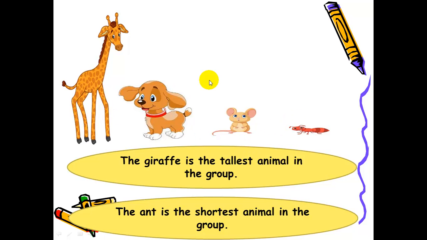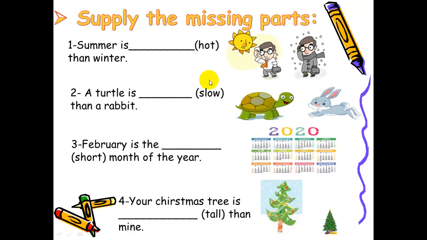Because I have more than two. Okay, let's practice together. Here, summer is hot than winter. Okay, we have to compare between two, only two, right? Summer and winter. So I'll put er or est. Er, it will be hotter. Why? Because I have than and I'm comparing between two.